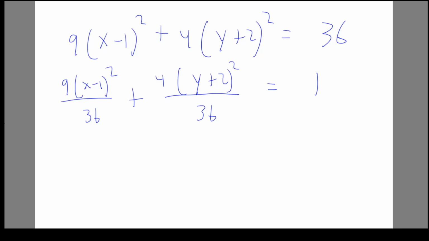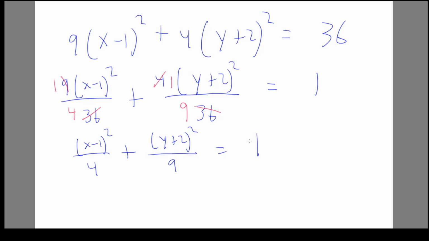And we can simplify this a little bit, because if we divide by 9 on top and bottom, this would become 1, and 36 divided by 9 becomes 4. In this case, if we divide by 4 on the top and on the bottom, 4 divided by 4 would cancel out to become 1, and 36 divided by 4 would be 9. So now we have (x minus 1) squared over 4 plus (y plus 2) squared over 9 is equal to 1.